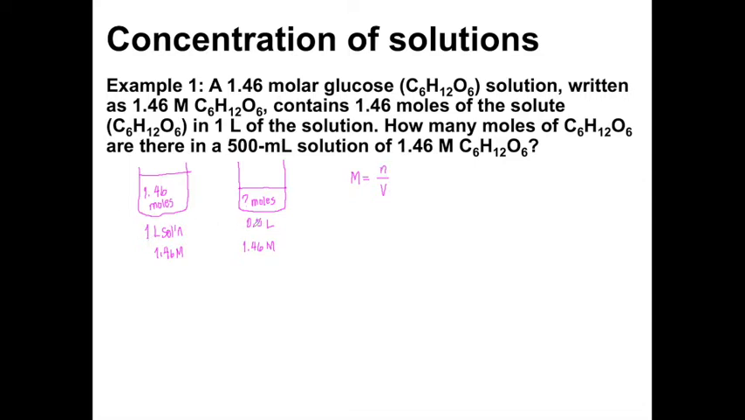Notice the volume went from 1 liter to 0.5, so it decreased by half. Do you think the moles will also decrease by half so that we still get the same molarity? If we take half of 1.46, that's 0.73 moles. We're not sure if this is the correct answer, so we use the formula: 0.73 moles of glucose divided by the volume of solution, which is 0.5 liters. And this actually gives us 1.46 molar.